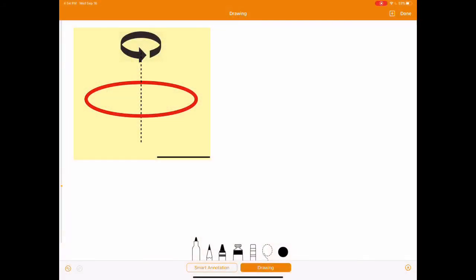Okay, so for this one, I want to draw the same diagram, but from a different perspective. So let's imagine we're looking from the top down. So your eye is here, you're looking down into the axis of rotation. What would you see? So looking down into the axis of rotation, now you would see the ring face on like this, and the axis would be in the very center.